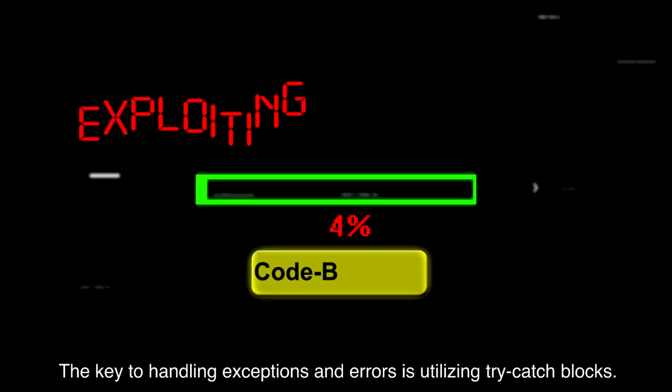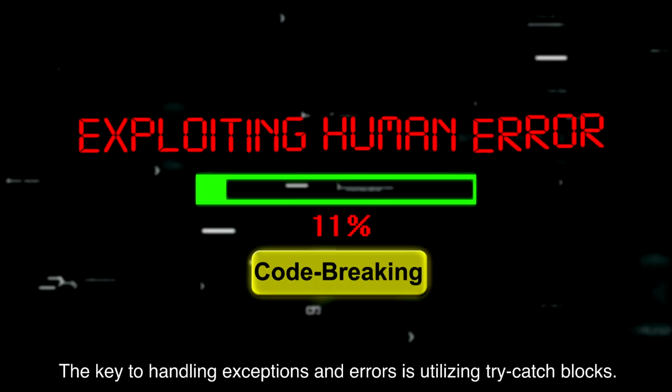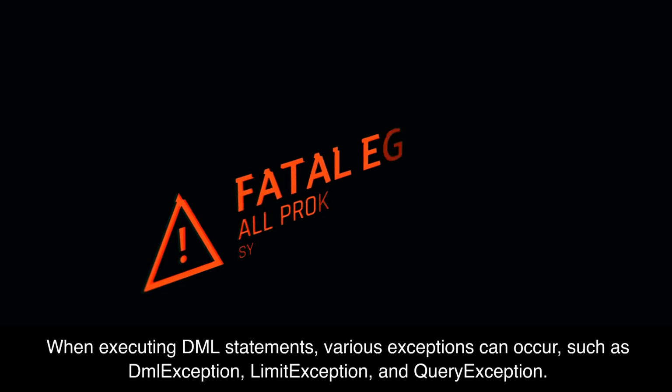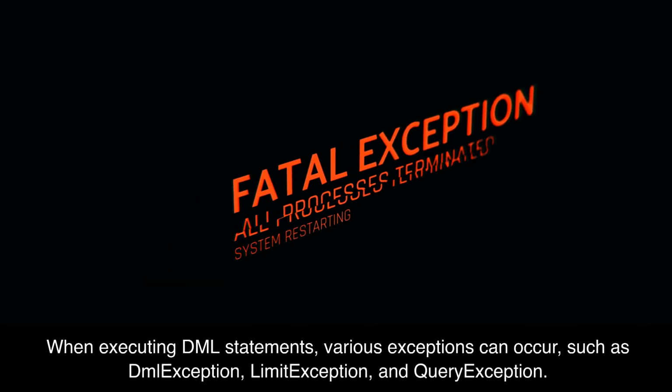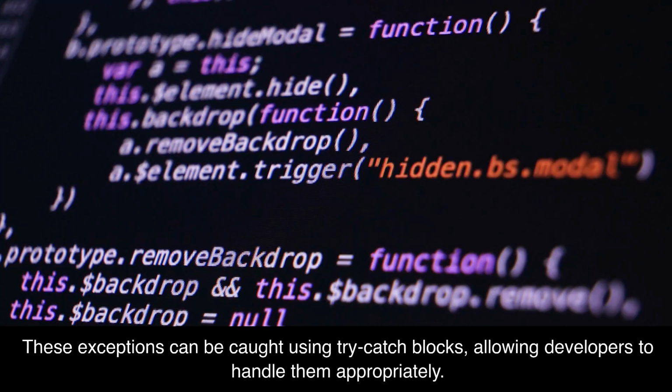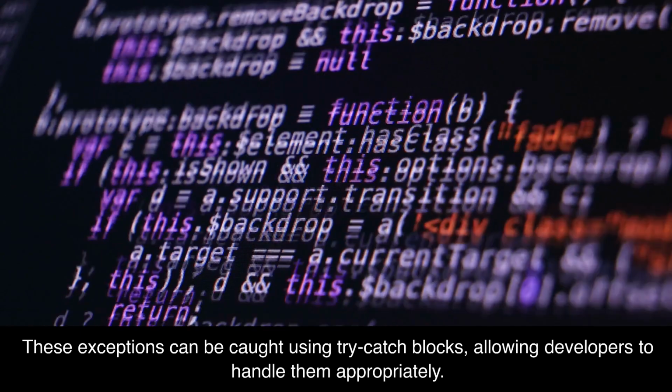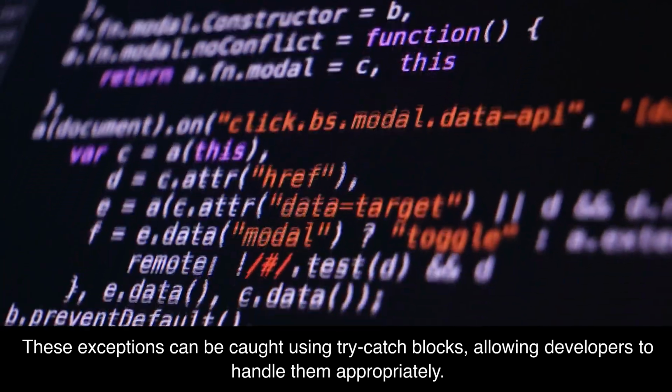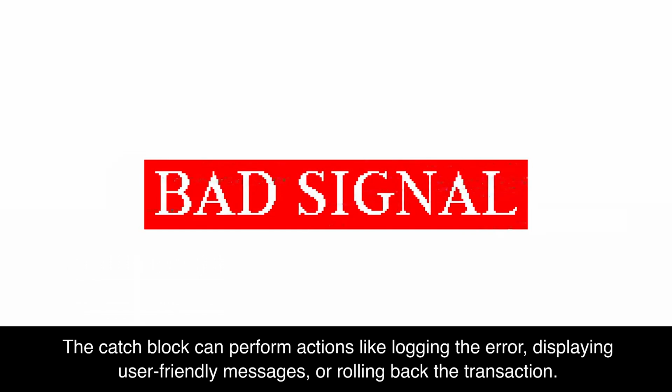The key to handling exceptions and errors is utilizing try-catch blocks. When executing DML statements, various exceptions can occur, such as DML exception, limit exception, and query exception. These exceptions can be caught using try-catch blocks, allowing developers to handle them appropriately. The catch block can perform actions like logging the error, displaying user-friendly messages, or rolling back the transaction.